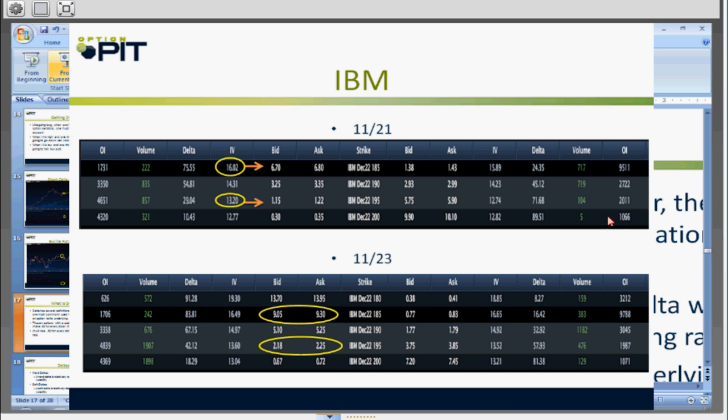But let's look at what happens with the 195 calls. Look at the implied volatility move. And so the deltas stayed. Those soft deltas got to help. And so, we'll call it 120. How many times does 120 go into 670? 5.5 times. I'll do 5 times for giggles.